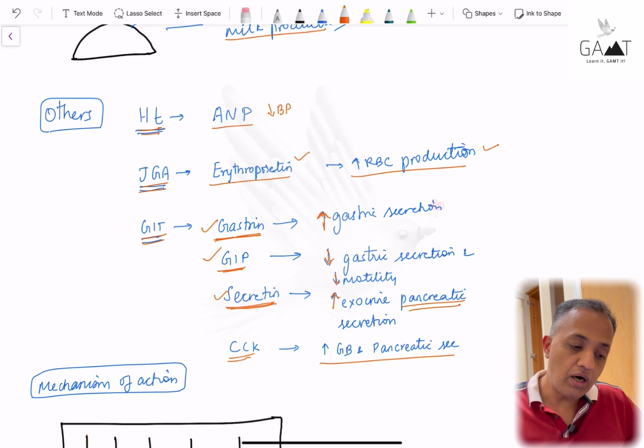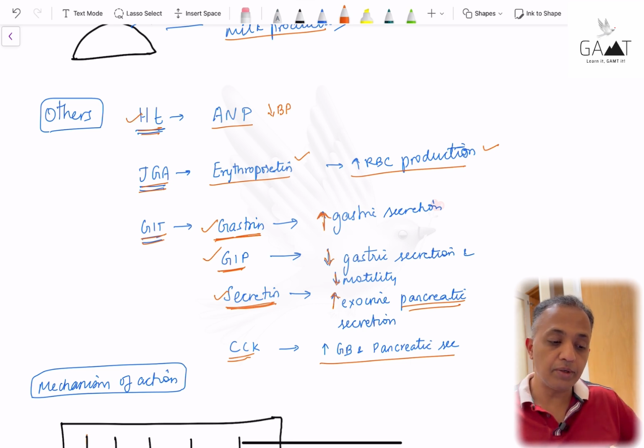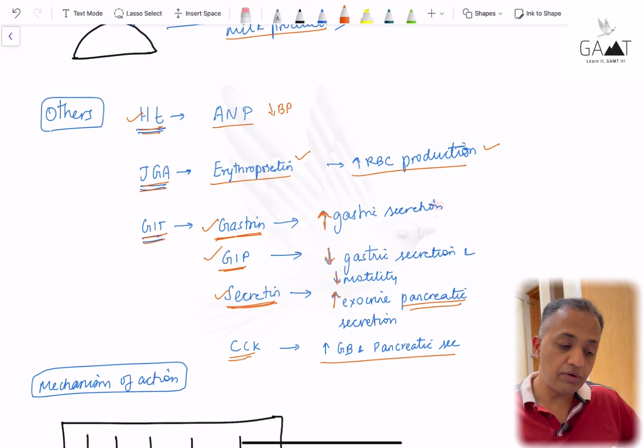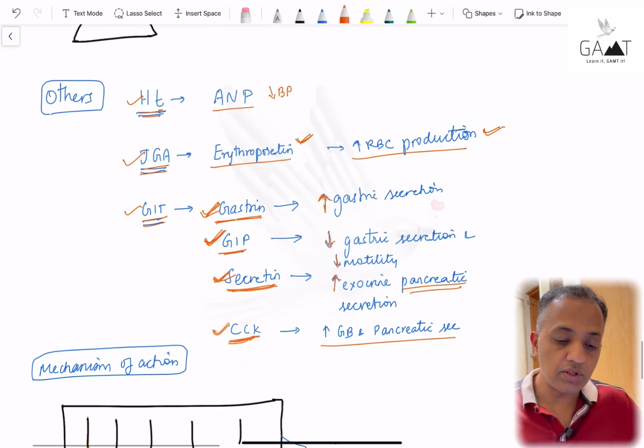So you have the heart, which secretes atrial natriuretic peptide, which reduces blood pressure. You have the juxtaglomerular apparatus secreting erythropoietin, which increases RBC production. You have the GIT secreting gastrin, gastric inhibitory peptide, secretin, and cholecystokinin. So these are the other hormones produced.